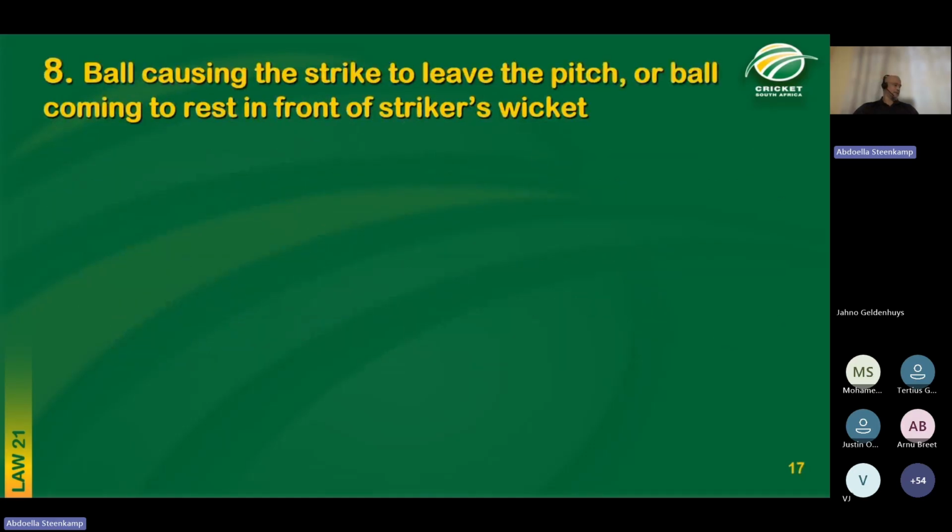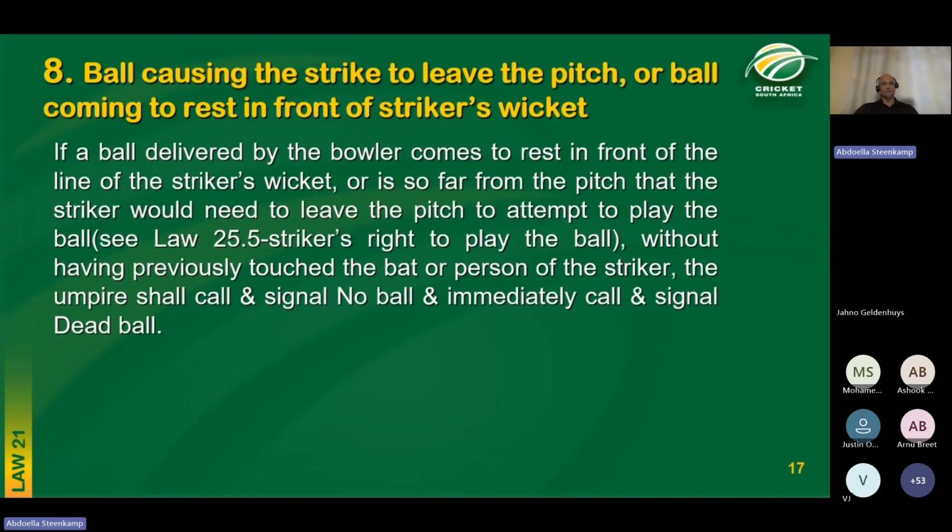So what happens if the ball that was delivered, and the striker then leaves the pitch to play at the ball, or the ball that was delivered rolls slowly towards the striker and actually comes to a standstill before the striker's wicket? What do we need to do? The law tells us there are two things that we need to do. We need to intervene by calling and signaling no ball and dead ball.